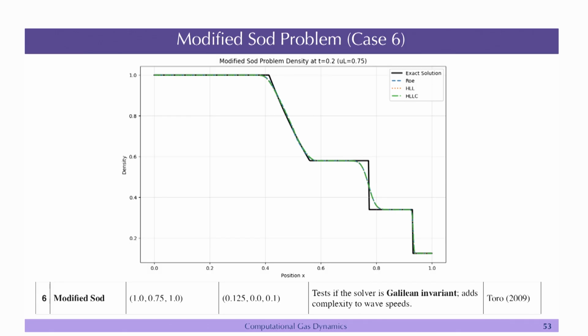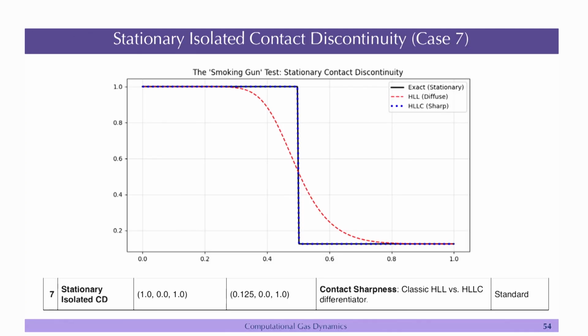Finally, this is the modified shock tube problem. Here the only difference is that we have given some velocity on the left, and there is no new comment here. The contact discontinuity is not very well predicted, and we have some dissipation in the expansion region also, but shocks are predicted pretty well.